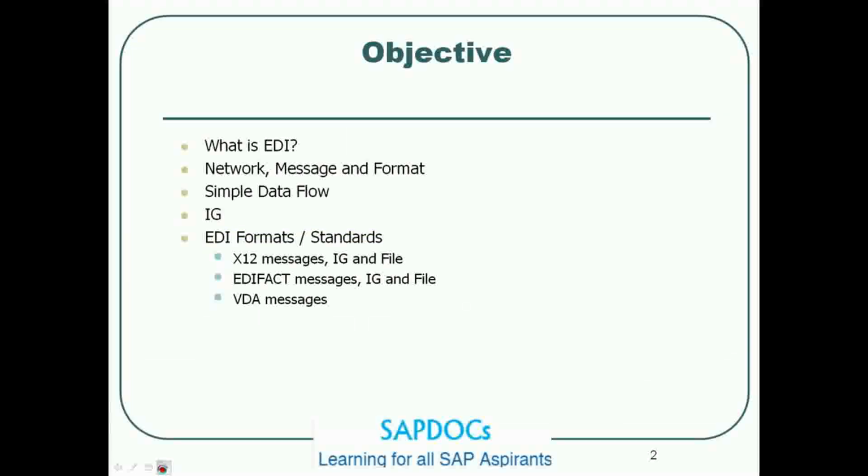We will cover the objectives first. In this session we will learn the definition, network, message, and format of EDI components. We'll analyze a simple data flow, review the IG, and look into the three major formats: X12, EDIFACT, and VDA. For X12 and EDIFACT, we'll review the messages, IG, and the file. For VDA, we'll only review the messages.